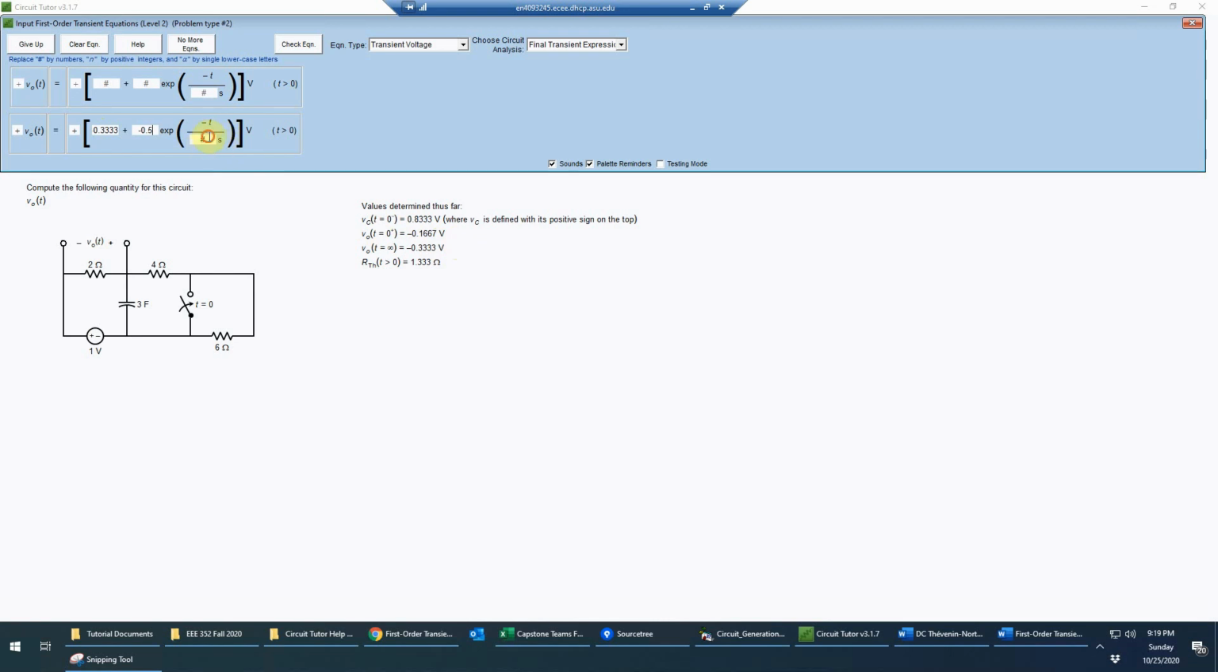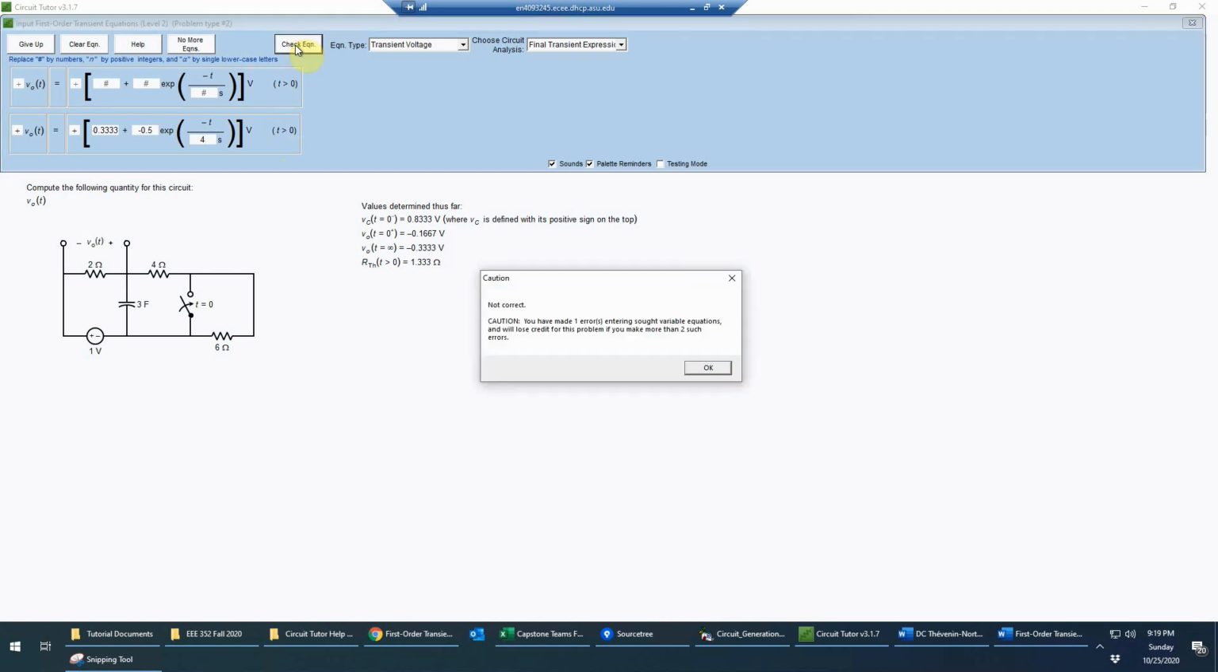And finally, the time constant for an RC circuit is always R Thevenin times C, where R Thevenin is the resistance viewed from the terminals of the capacitor. So that's basically 4/3 times 3 farads, which is going to be 4 seconds. So we'll just put in a 4 there. And then we can check that.